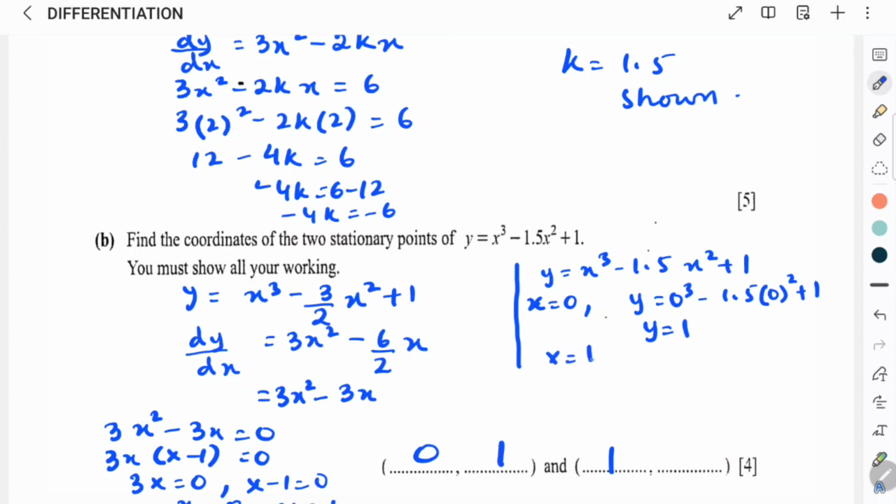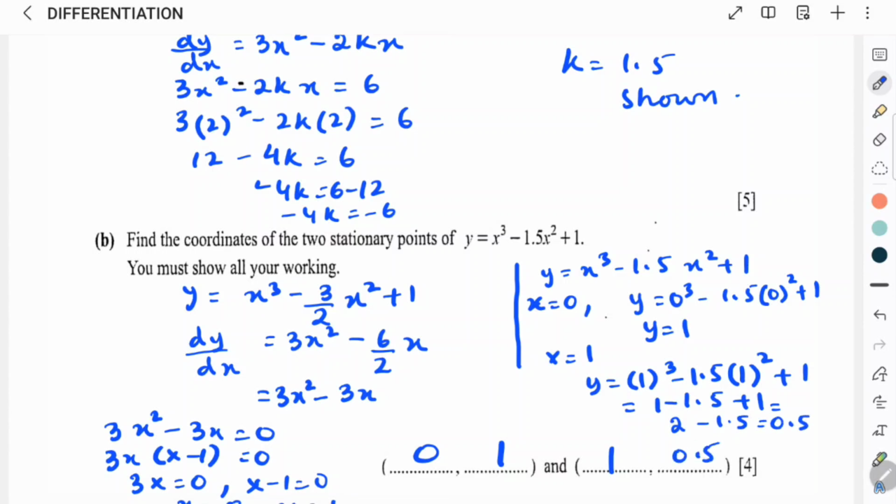And now x equals 1, then y is equal to 1 cubed, I'm just putting the value of x, minus 1.5 times 1 squared plus 1. So 1 minus 1.5 plus 1 means 2 minus 1.5, which is obviously equal to 0.5. So this is 1.5 and 0 and 1. This is the answer for this question.